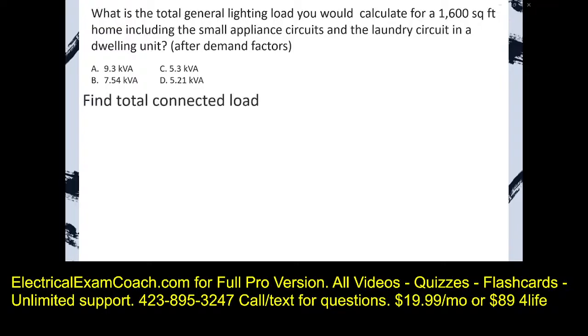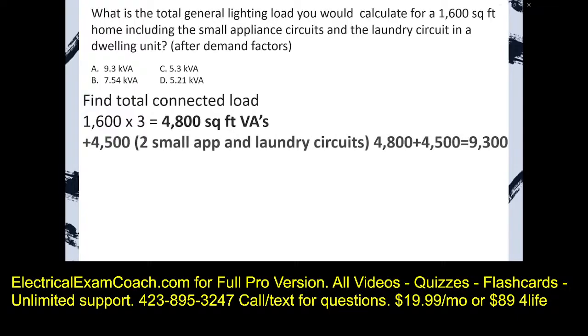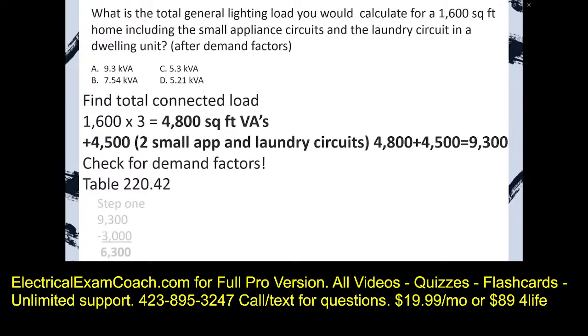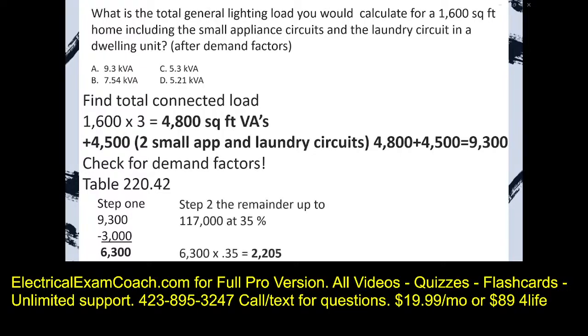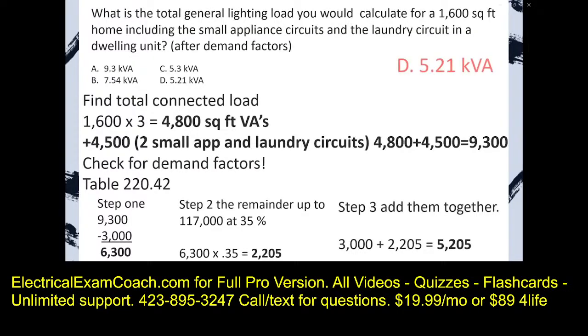Step 1, find our total connected load. We're going to take our 1,600 square foot multiplied by 3 VAs per square foot, and that equals 4,800 general square foot VAs. Now we need to tack on our 4,500 for our 2 small appliance and 1 laundry circuits. Then we take that load and we check for demand factors. We head to table 220.42. We're going to take our first 3,000 at 100%. Then we're going to take that remainder at 35%. Then all we have to do is total the two back together. And we're going to select D.